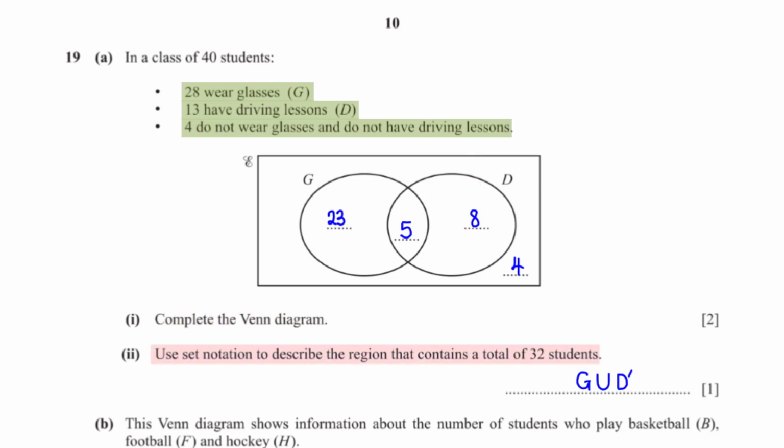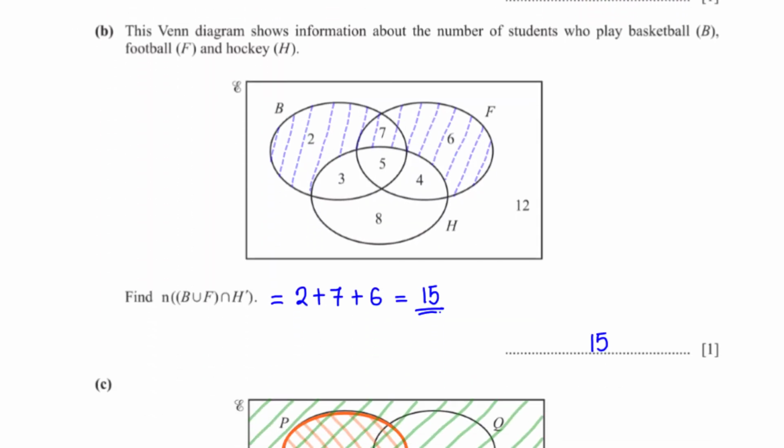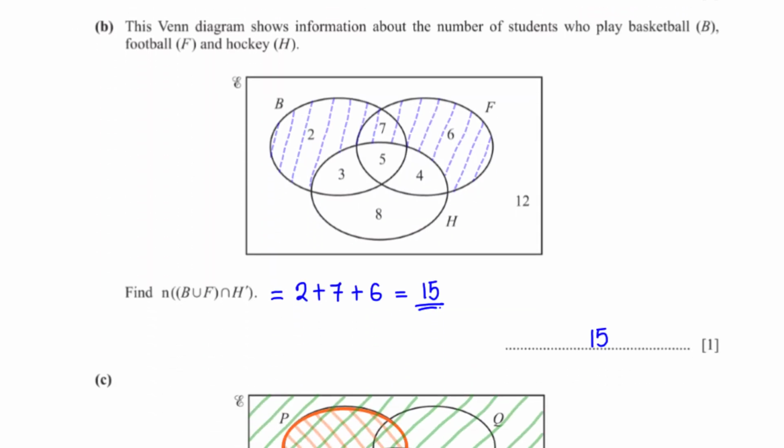Use set notation to describe the region that contains a total of 32 students. 23 plus 5 plus 4 gives us 32, and the region containing these numbers can be described as G union D complement. This Venn diagram shows information about the number of students who play basketball, football, and hockey.